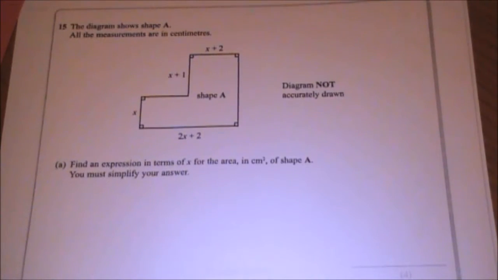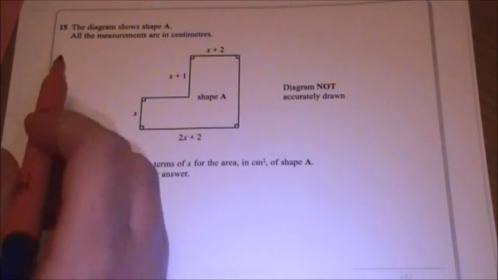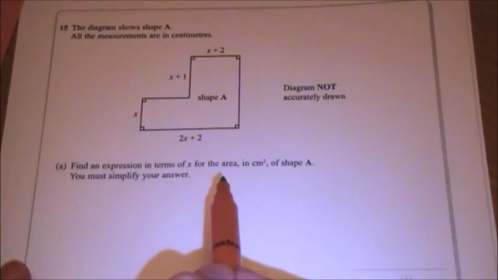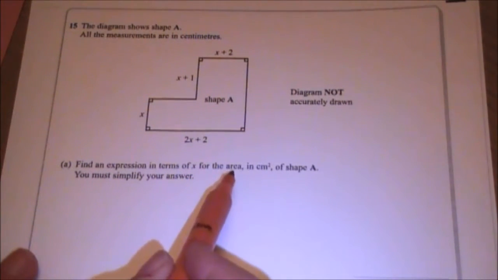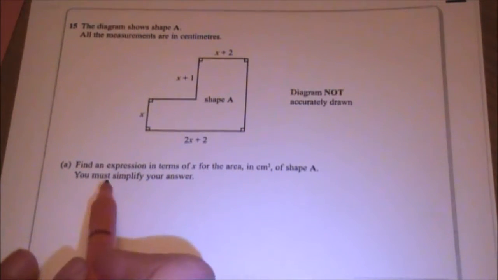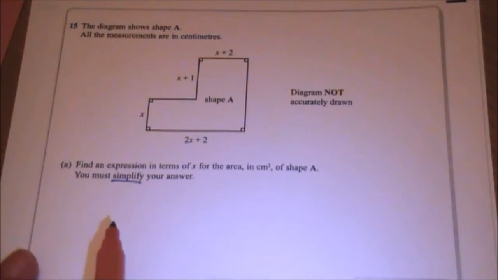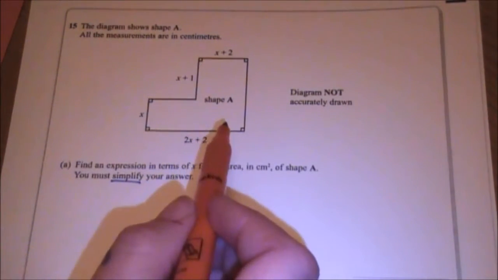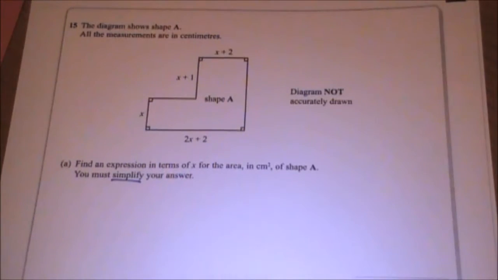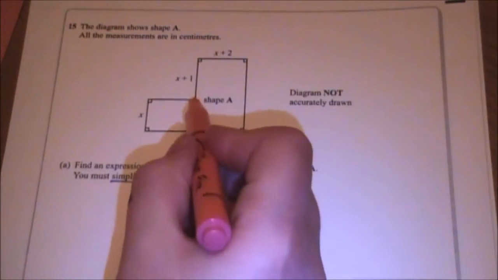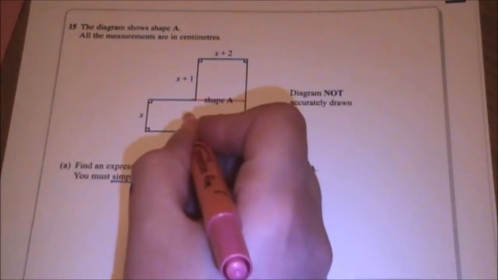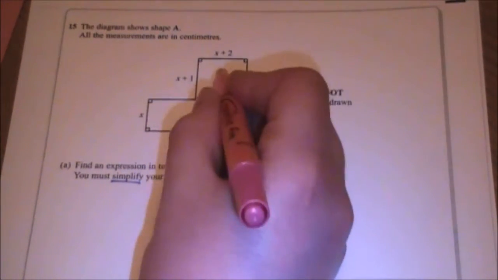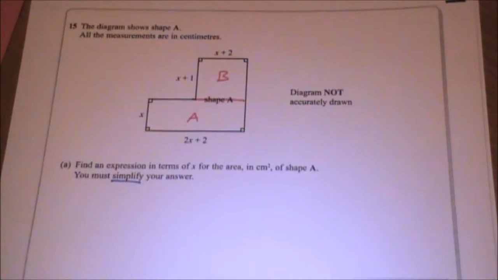Question 15 is a lovely algebra and area problem. So the diagram shows shape A. All the measurements are in centimetres. Find an expression in terms of x for the area in centimetres squared of shape A. You must simplify your answer. So there's shape A. That's a horrible shape to find the area of. What would be lovely is if I cut that into two other shapes. And I'm going to call that shape A, and I'm going to call that shape B.